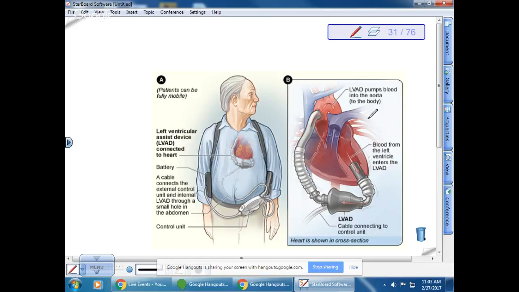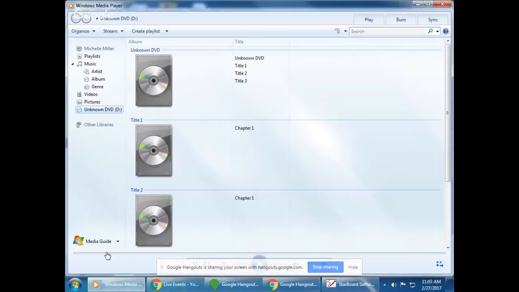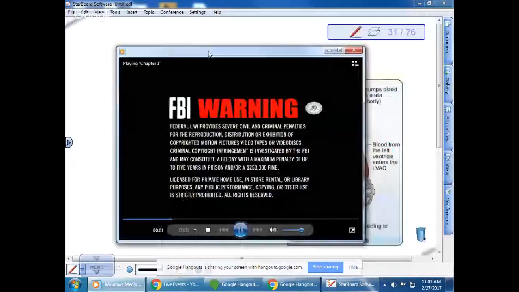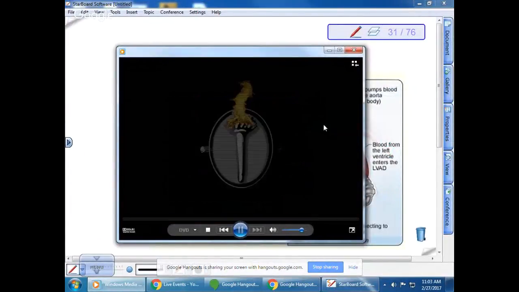So the last thing we're going to do today is watch a little video that shows a heart transplant and the process of a person who has this particular problem.